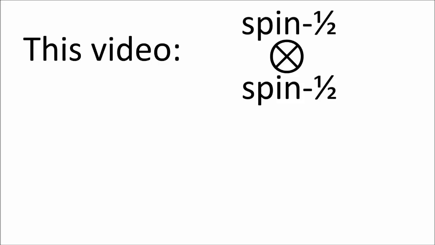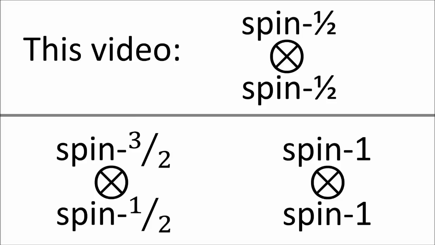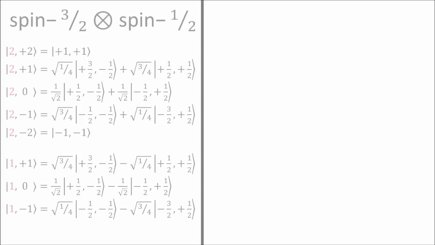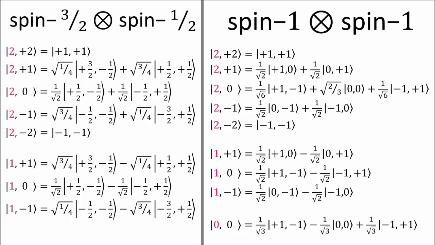Now, so far in this video, we've been focusing on the tensor product of spin 1/2 SU2 representations. But we can also take the tensor products of representations of other sizes as well. For example, the tensor product of a spin 1/2 irrep and a spin 3 halves irrep, or the tensor product of a spin 1 irrep and a spin 1 irrep. In each case, we can change the basis from the tensor product basis to the irrep basis, which is where the space is decomposed into a direct sum of smaller irreps.